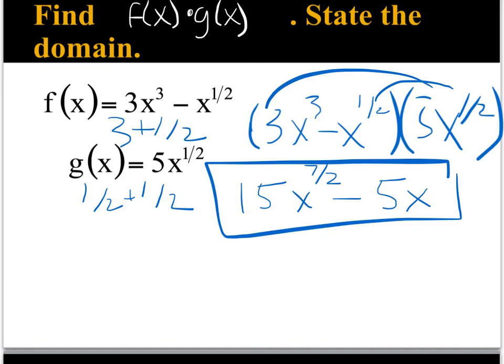Need the domain for that thing. So that thing doesn't have an x in the denominator, but it does have an even root. So in this case, again, we need all non-negative numbers. You could put all non-negative numbers.